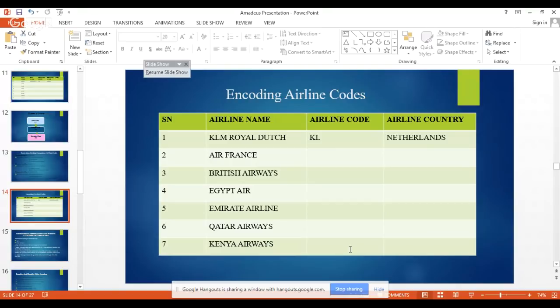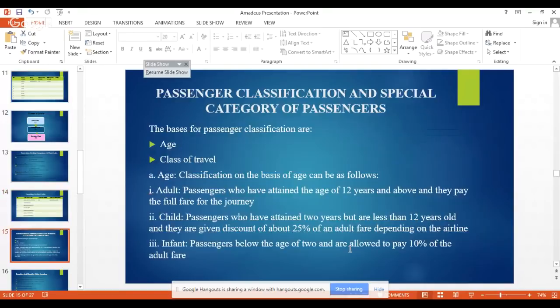We also have Etihad. The United Arab Emirates government owns Etihad. So Etihad usually stops at Abu Dhabi. So that's the difference between Emirates and Etihad. Now for Qatar, it usually stops at Doha before moving to the next destination, depending on where the client is going. Then Kenya usually stops at Nairobi before proceeding to the other destination.